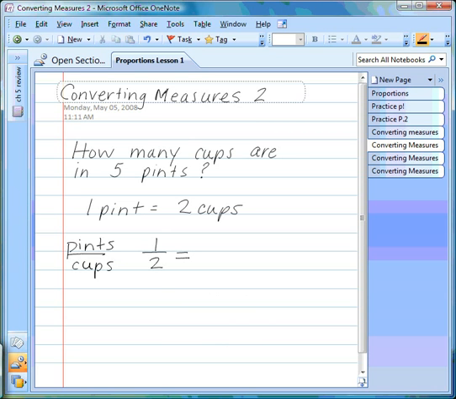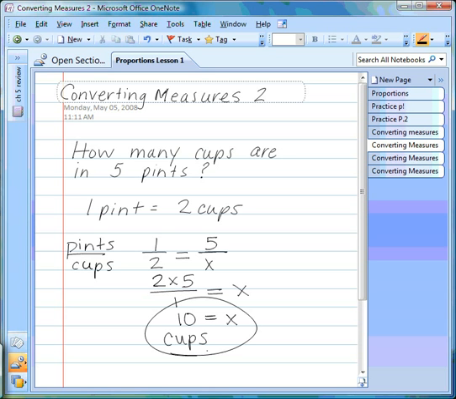How many cups? That means the cups is going to get the variable. And we finish the problem. Are in 5 pints. So 5 goes with pints. Then we can use our multiplication method. 2 times 5 is 10, divided by 1 is 10. Our x is in line with the cups, so we need to label it cups. That's how we solve these.